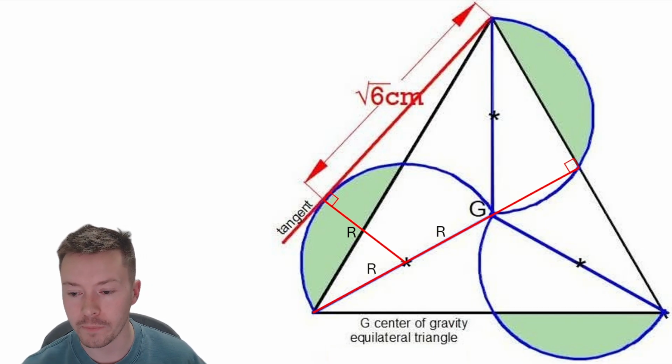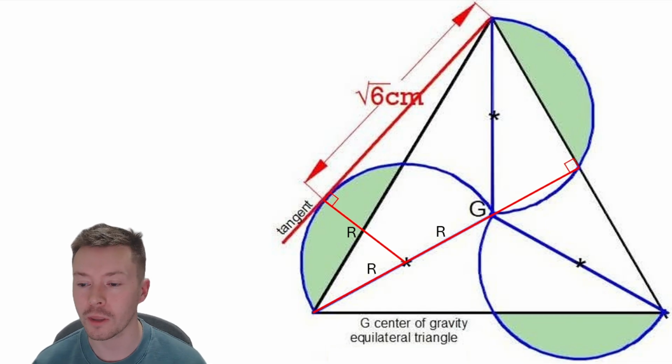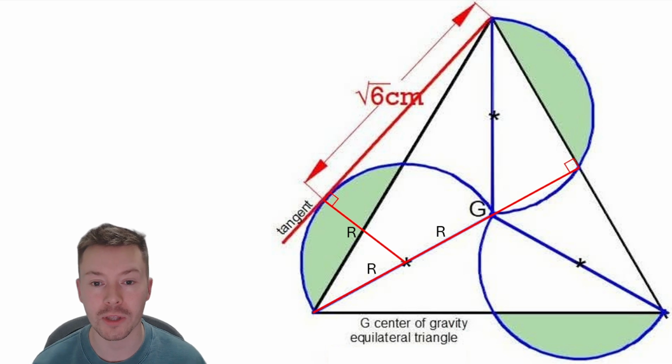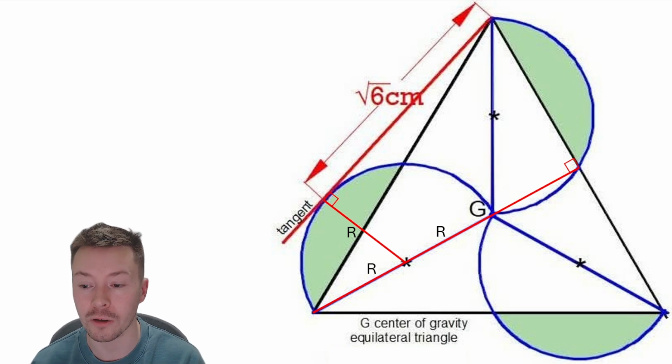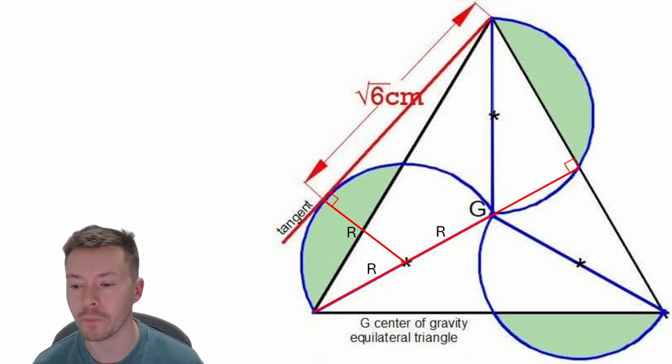Okay, now from there, I can start labeling some of my radii. So I've got my two radii there of my semicircle. Now, these semicircles have to be identical. They have to be exactly the same semicircle, because they are going the same distance. They've got the same radii. They're going from the center of gravity to each apex, or each corner, of your triangle.